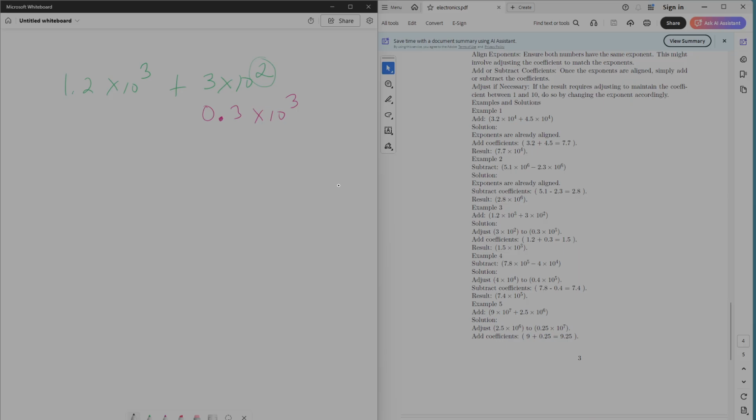Now we need to add the coefficients. So 1.2 plus 0.3, 2 plus 3 is 5, and that's 1.5. So the answer is going to be 1.5 times 10 to the 3.